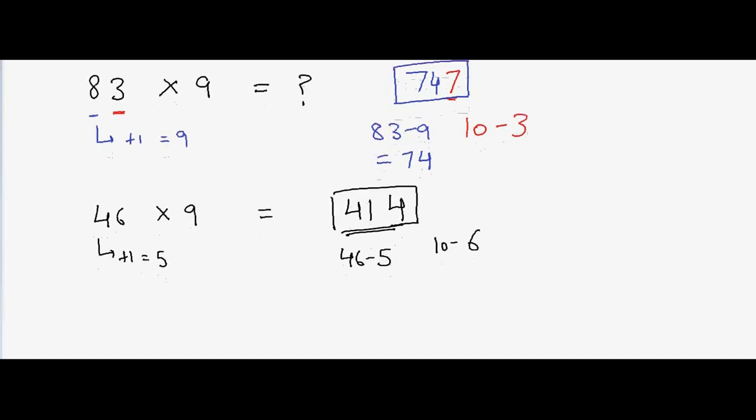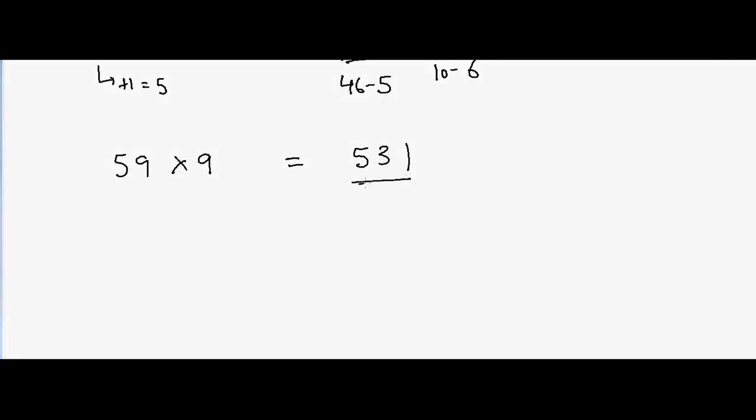Now let's try it faster for some other numbers. So suppose I have 59 and I want to multiply by 9. In that case, 10 minus 9 is 1. So first is 1, and then 5 plus 1 is 6. 6 minus 9 is 3, so 53. So that will be my answer. So you can see that I can do the calculation very fast.